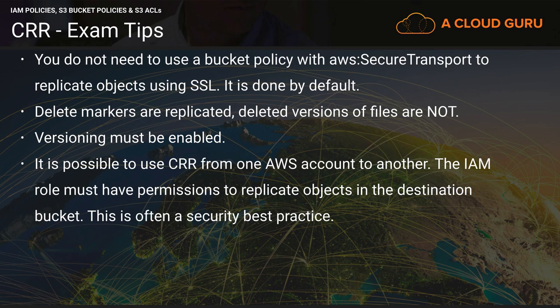Remember that versioning must be enabled on both buckets, and remember that it's possible to use cross-region replication from one AWS account to another. The IAM role must have permissions to replicate objects in the destination bucket, and it's often a security best practice to have a separate AWS account with an S3 bucket. Essentially, you take all your CloudTrail logs that are replicated to your production account's S3 bucket, turn on cross-region replication, and replicate those CloudTrail logs off to this separate AWS account with a separate S3 bucket, and literally that's the only permission allowed. You're allowed to send data there.